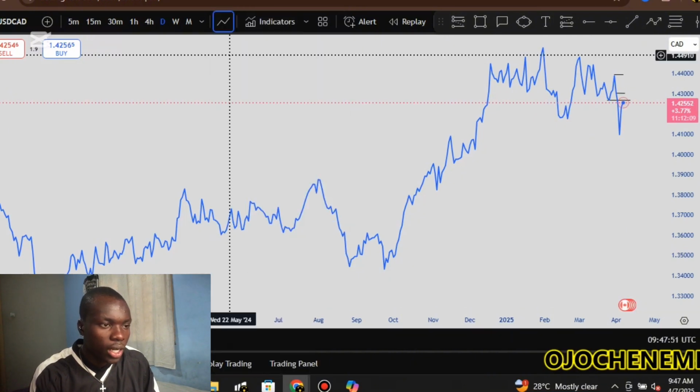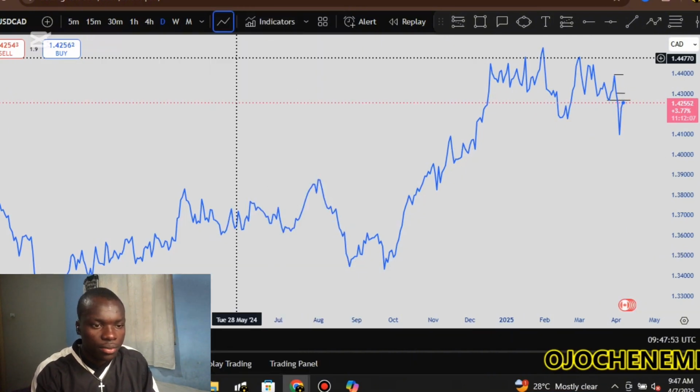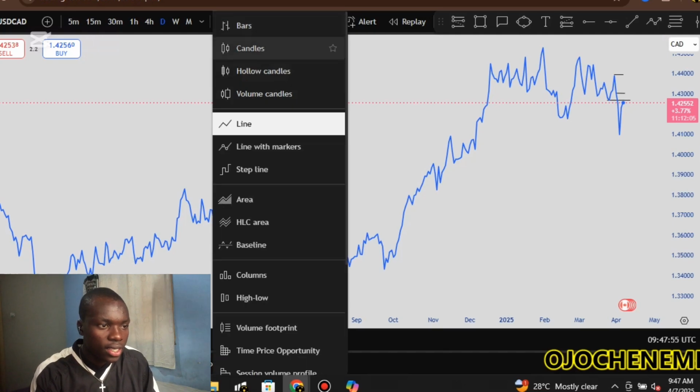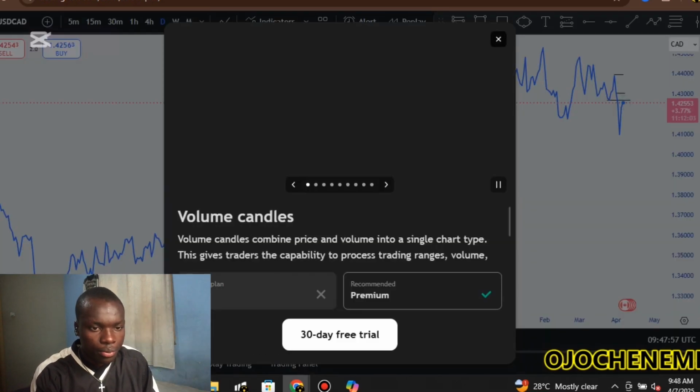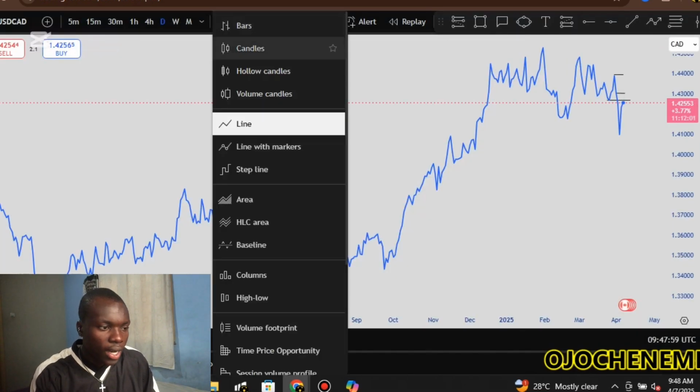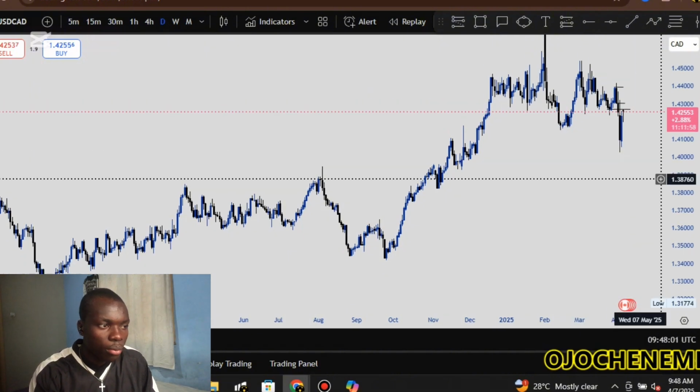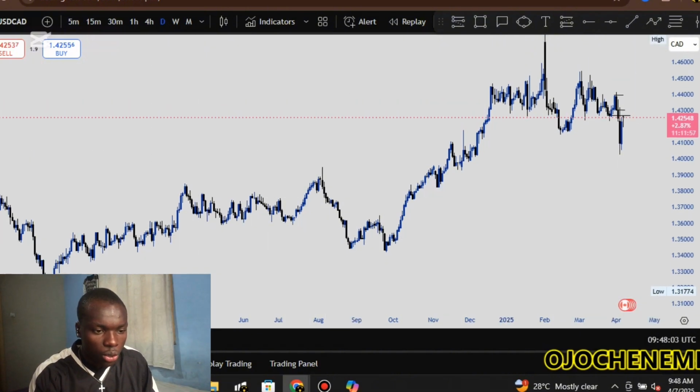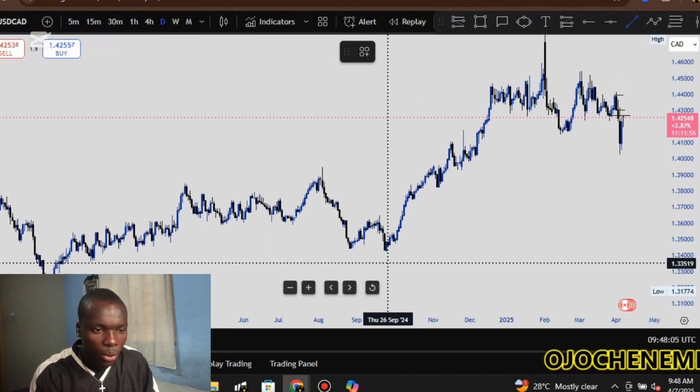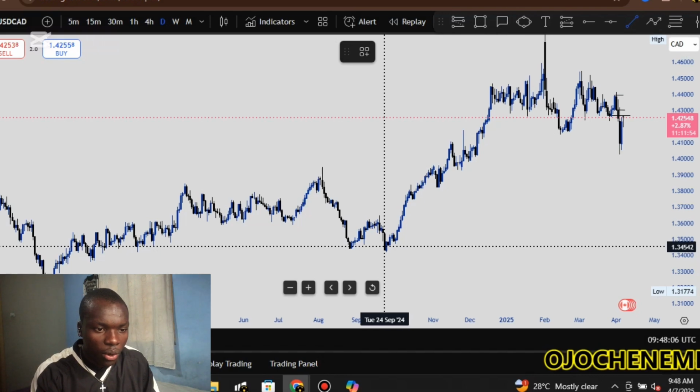I'll go on the candle chart now. This is the daily time frame. On the daily time frame, I'd love to also show you a trend line here, which I've used before, and I can see it here.